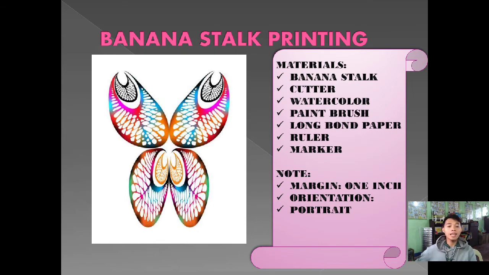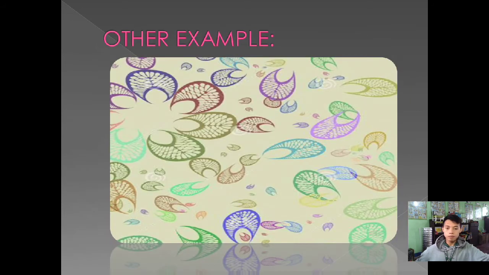Okay, so again, take note again, the margin should be 1 inch and the orientation should be portrait. Okay? Okay, I hope everybody is listening. Okay, next. Another example. So see, this is the banana stalk. Then the first step is you have to plan what different design you will make. Then you apply paint on the stalk, then you stamp it. It is up to you what design you will make.